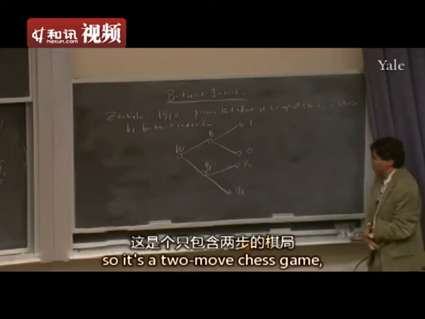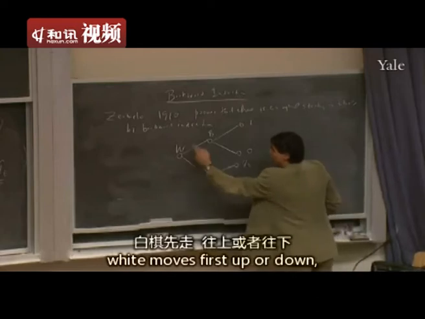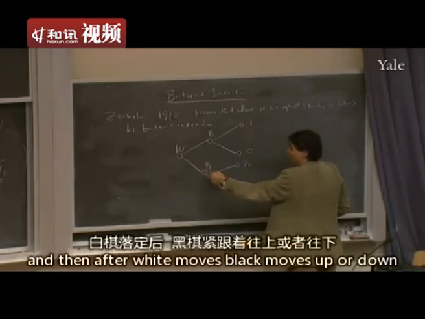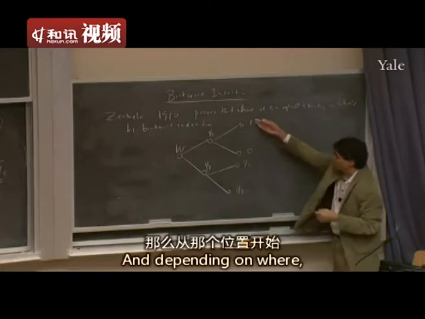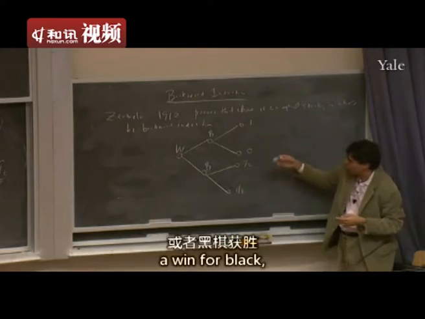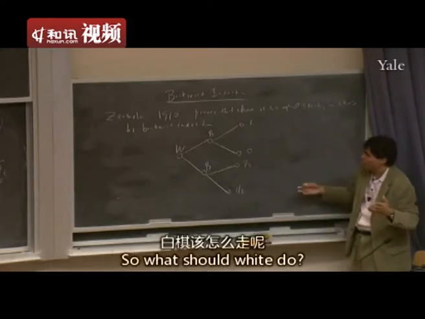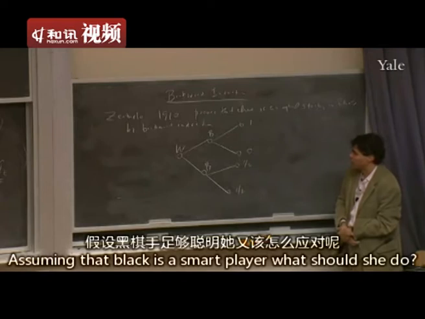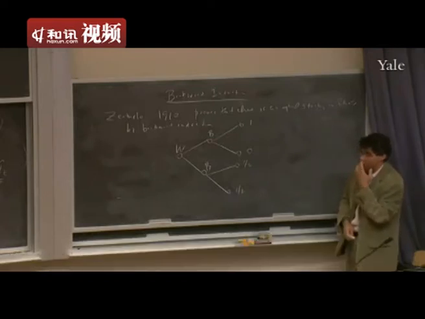Okay, so the question is, so it's a two-move chess game. White moves first, up or down. Then after white moves, black moves up or down. And then the game ends. And depending on the position you reach, either it's a win for white, a win for black, or a draw. So what should white do? Assuming that black is a smart player, what should she do?